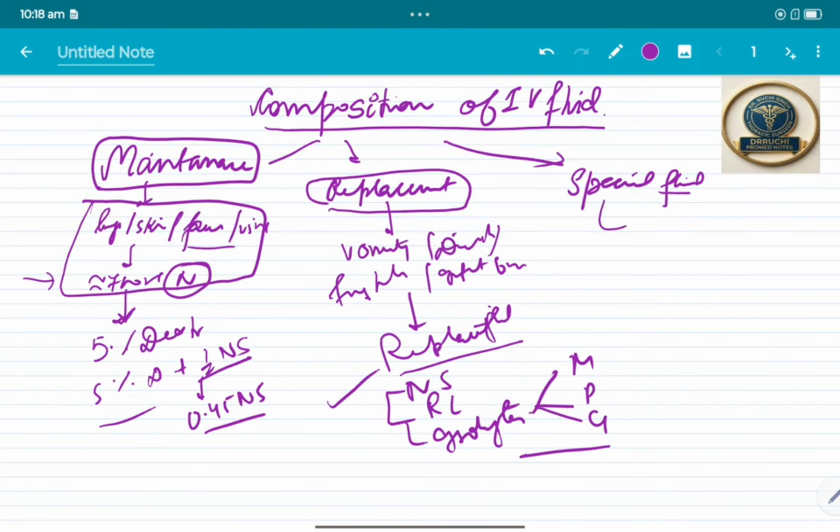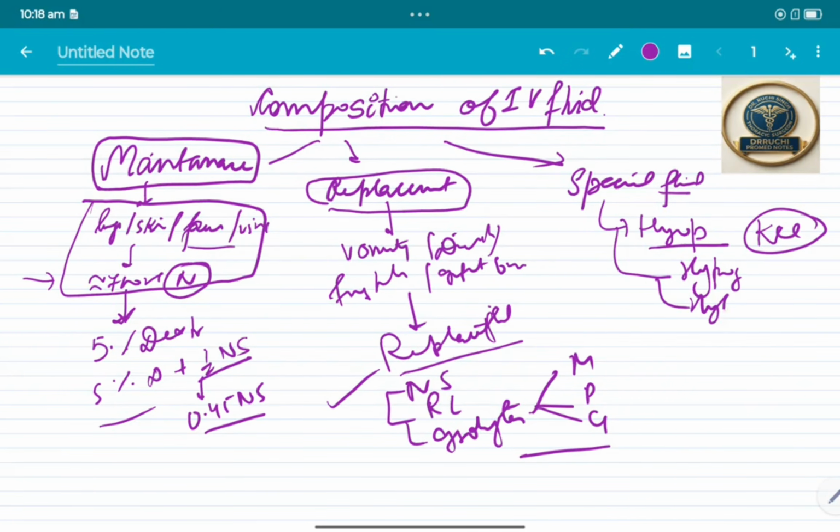And special fluid: if a patient develops hypokalemia, then what is the fluid that you need? Either you need potassium ampules. If a patient develops hypoglycemia or hyperglycemia, then in case of hypoglycemia, you can use 25% or 5% dextrose. In hyperglycemia, what are you going to use? You can use 5% dextrose or normal saline. These fluids are preferred in diabetic patients.